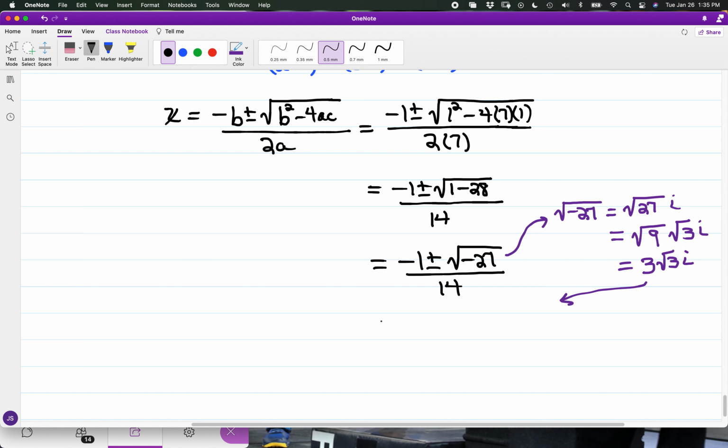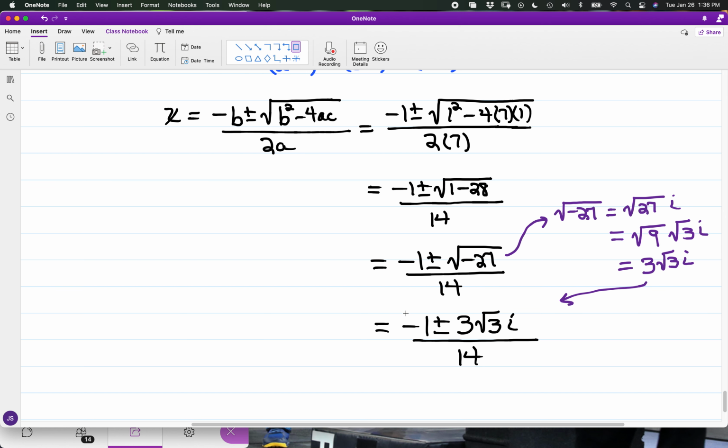And now I could technically separate, but I'm going to leave the results here in compact form. So I'm going to have negative 1 plus and negative 1 minus 3 times the square root of 3 i all over 14. And I could technically separate, have like negative 1/14 plus 3 times the square root of 3/14 of i. But I'm just going to leave this one in compact notation for now.